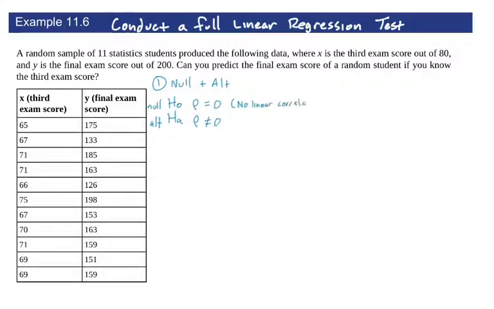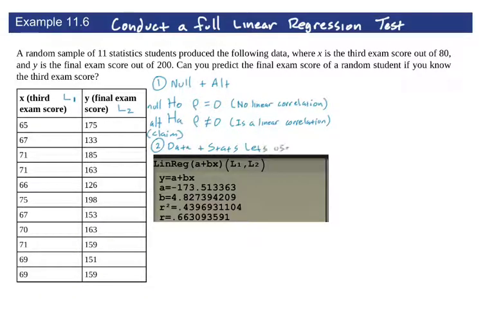And again, we're looking at rho, and rho equals 0 means that there's no linear correlation. Rho is not equal to 0 means that there is a linear correlation. And in this case, we're going to let the claim be the alternative because we're trying to see if we can predict that the final score could be seen from the third exam. So we're trying to see if there is a linear correlation. So a bit subtle, but that's really the claim in this case.